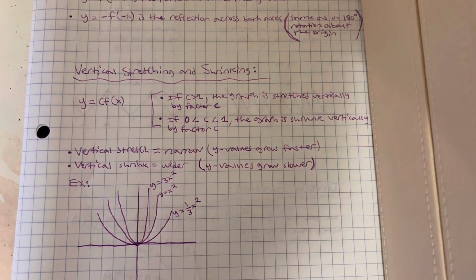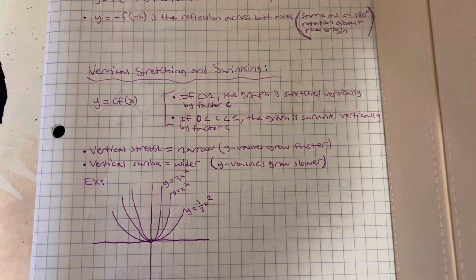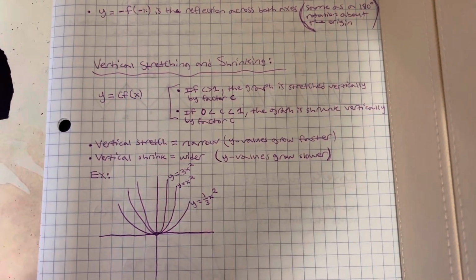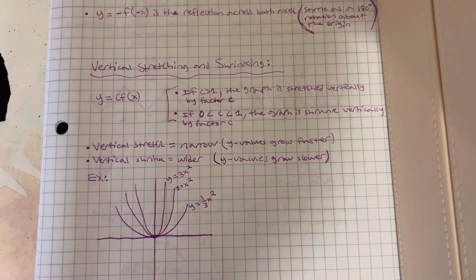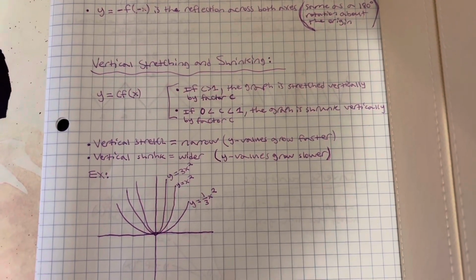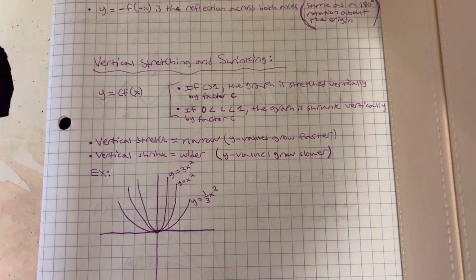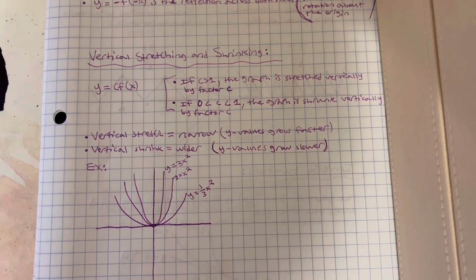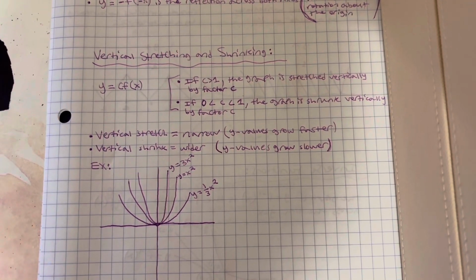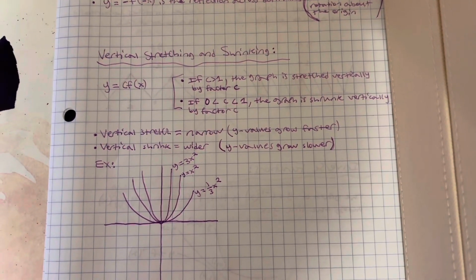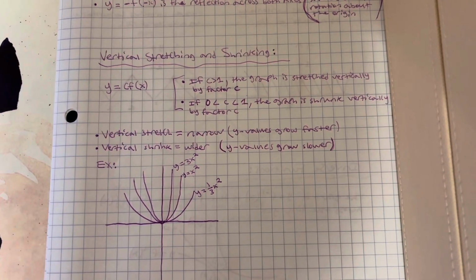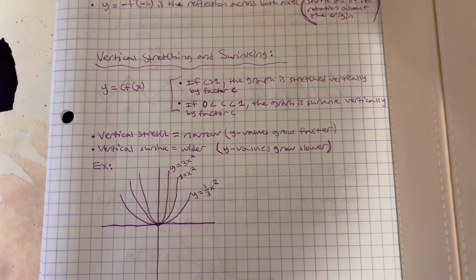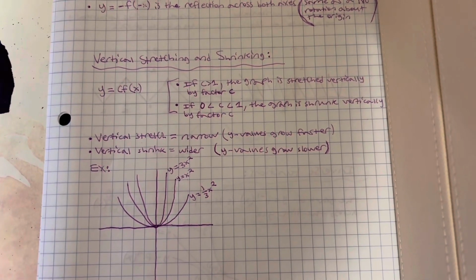Now for vertical stretching and shrinking, y equals c times f of x. We have 2 rules. If c is greater than 1, the graph is stretched vertically by a factor of c. If c is between 0 and 1, the graph is shrunk vertically by a factor of c. A vertical stretch narrows the graph, so y values grow faster, whereas vertical shrinking widens the graph, so y values grow slower.